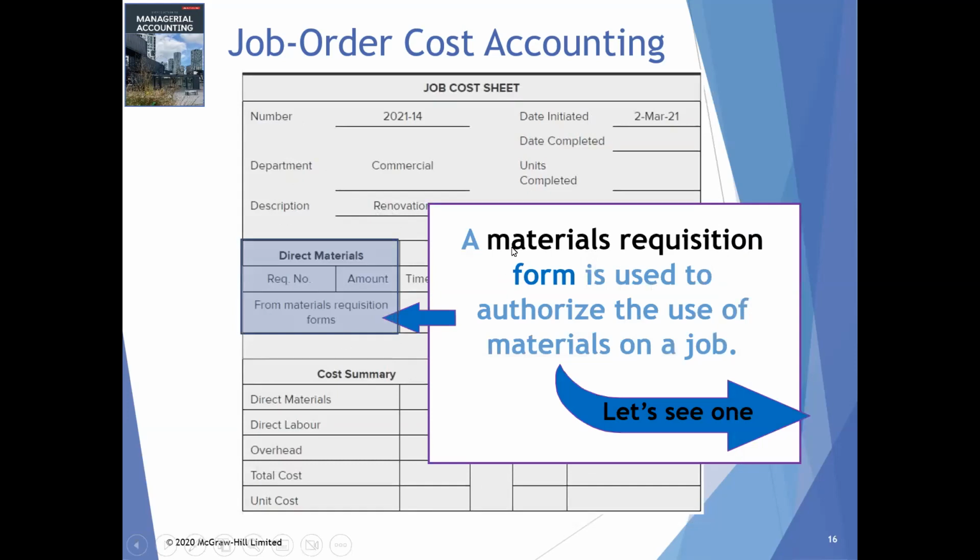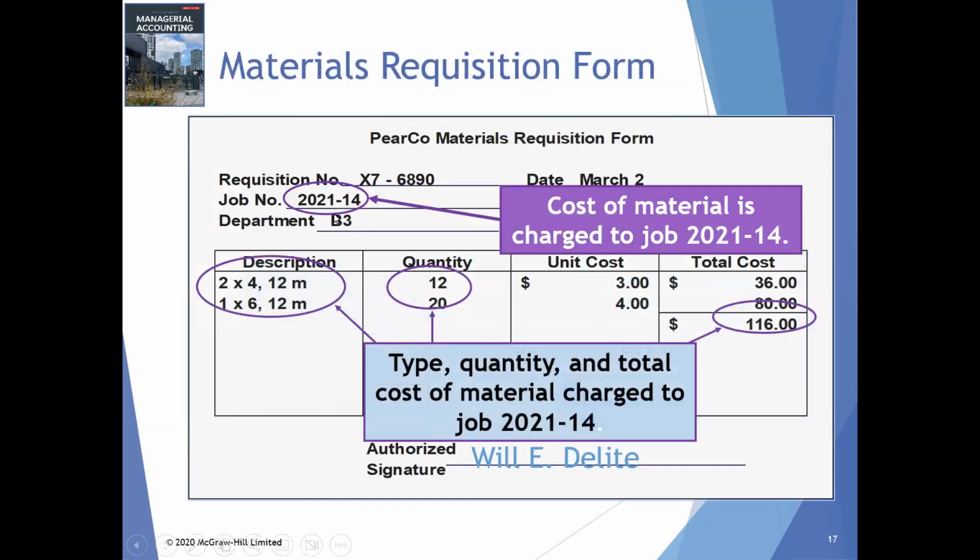If you look at this, a material requisition form is used to authorize the use of material on a particular job. How much material is used will be calculated. So look at this. I'm just going to explain this one, 202114. This is the cost of material charged to this job. Here you can see 202114. So this is a job cost.